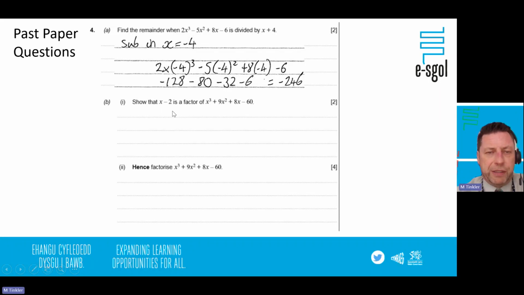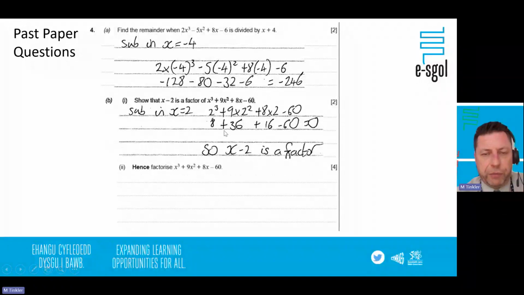Show that x minus 2 is a factor. x equals 2 gives us 0, so x minus 2 is a factor. Basically I've laid out my question exactly the same every time. Hence factorize. Okay, I'll give you a couple of minutes to do that bit.